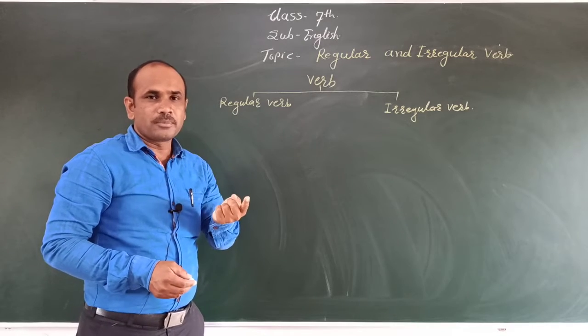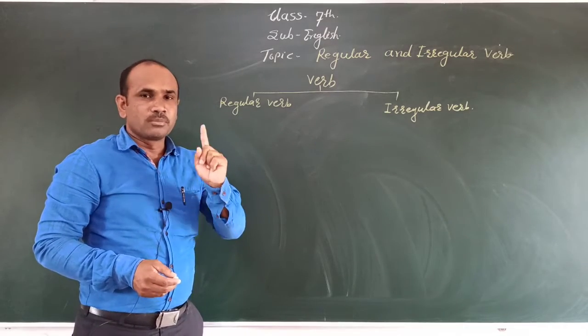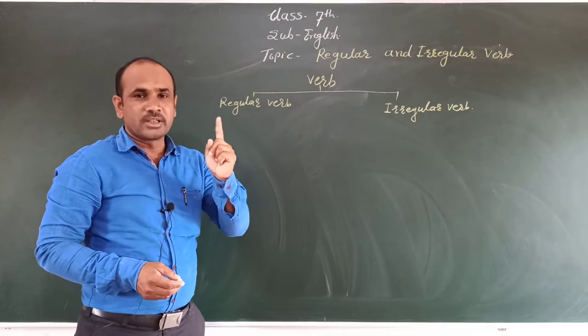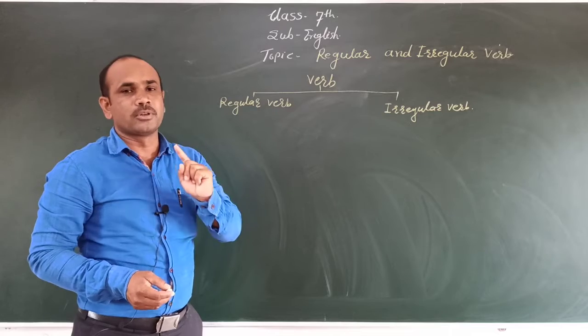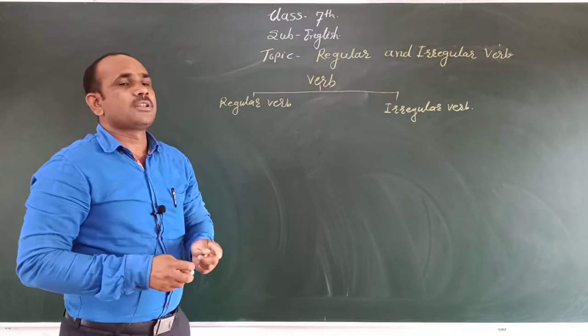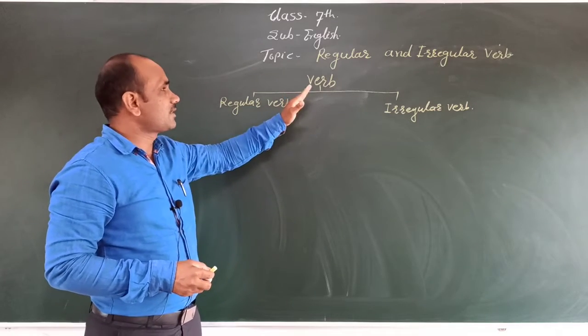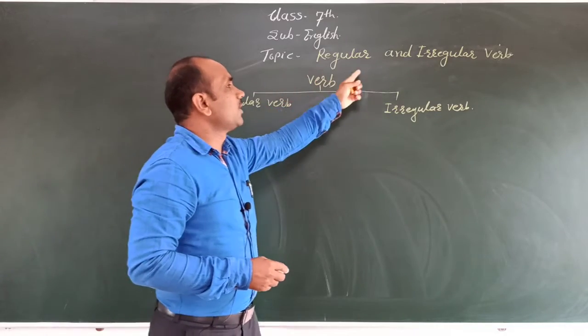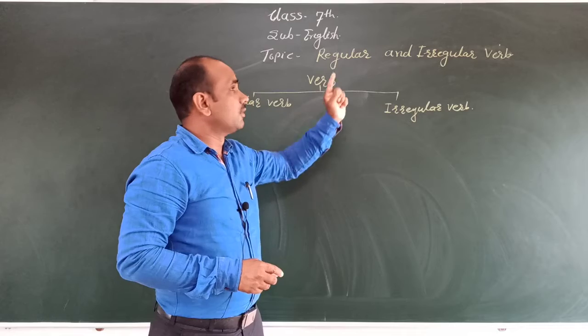How many types of the verb? There are two types of the verb. First, transitive form of the verb. Then second, intransitive form of the verb. These two types we discussed yesterday in this lesson. Now we discuss here regular and irregular verbs.